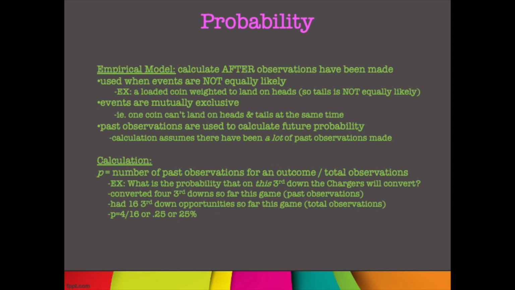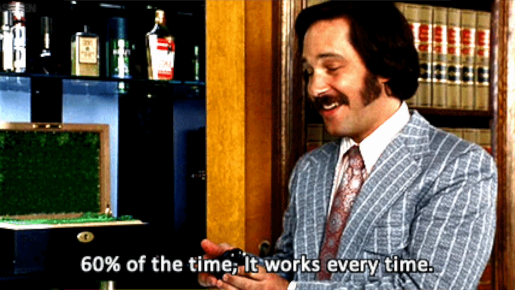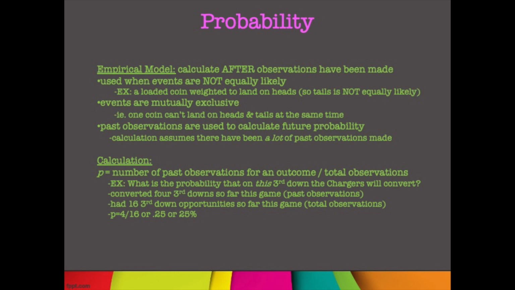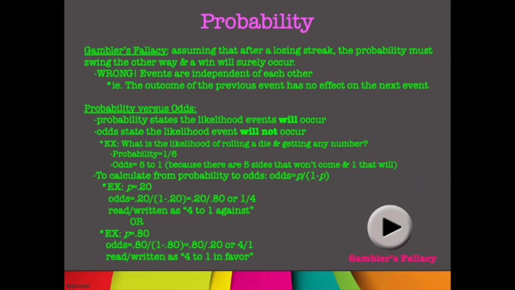So I would take my 4 past observations and divide it by the 16 total observations, or total chances they have. And that would give me a probability value equal to 0.25. Or if I wanted to represent it as a percentage, I could say 25%. So that's the empirical model. And the most important thing here is that we calculate probability using this model after we already have observations.